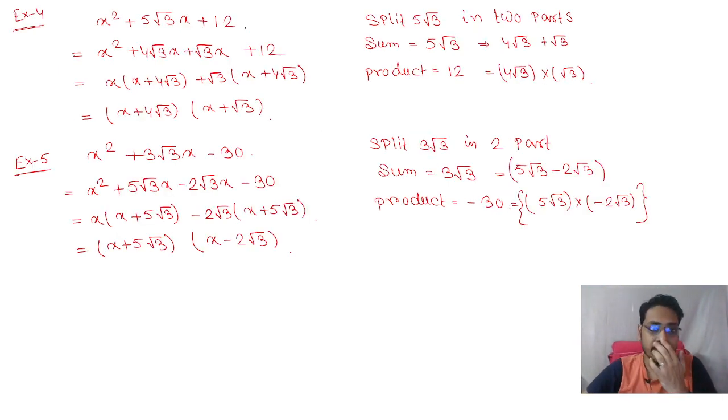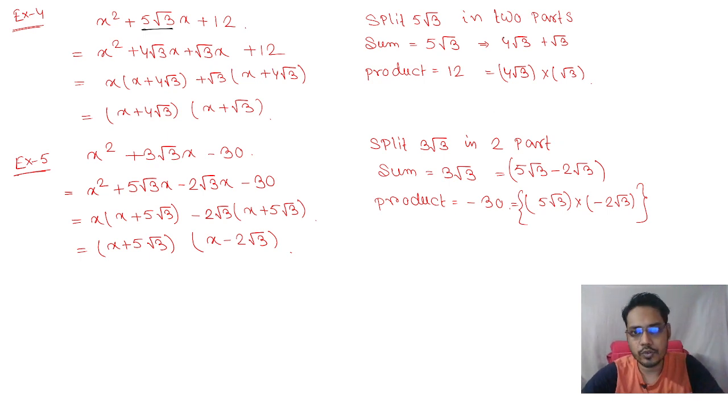Now the fourth one, if it is in the form of x square plus 5 root 3x plus 12, you have to split the middle term the same way, that is 5 root 3. So that is why it is called the middle term factorization as well, because we factorize the middle term. So here 5 root 3, you have to split in two parts such that the sum will be 5 root 3 and the product will be 12.